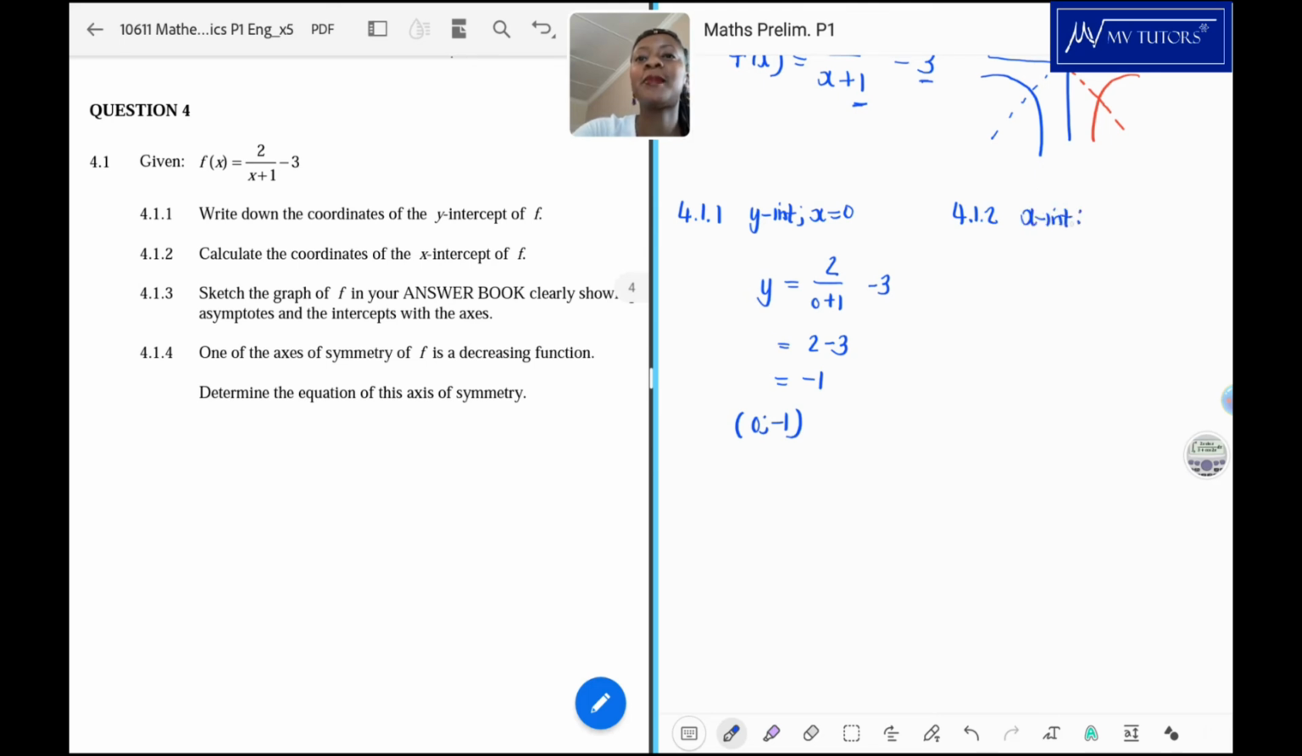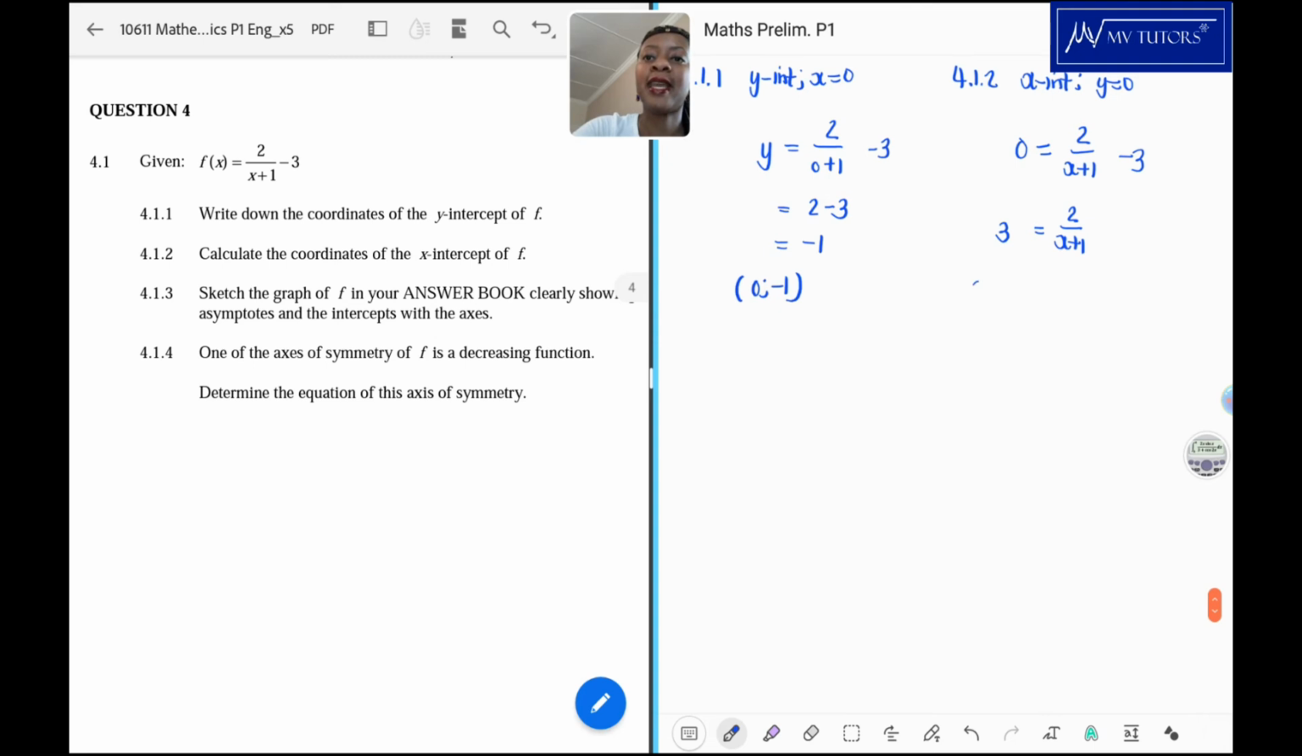So the x-intercept is where y is equal to 0. So I have 0 equals 2 over x plus 1, minus 3. So I'm going to take 3 to the other side, and I have 2 over x plus 1.